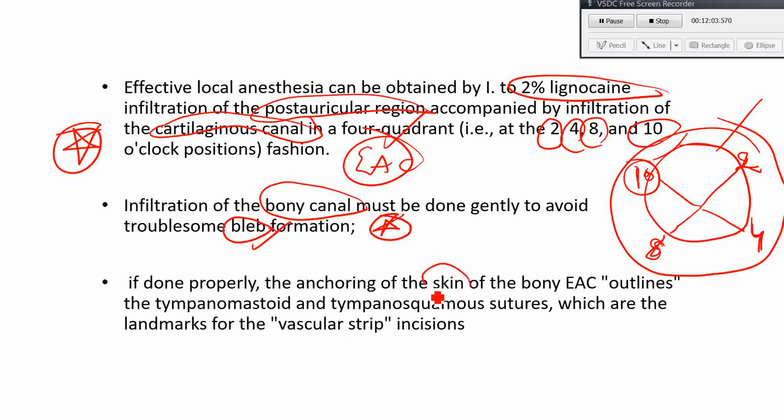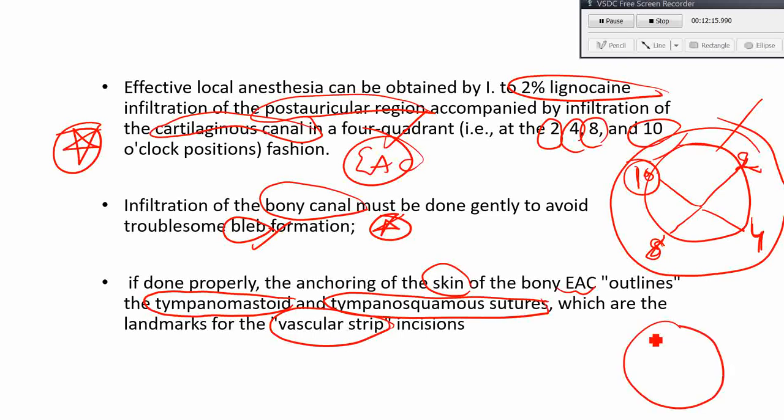The skin of the bony EAC outlines two sutures, the tympanomastoid suture and the tympanosquamous suture, which are the landmarks for the vascular strip. So this will be the mastoid bone, and this is the squamous bone. So tympanomastoid suture, tympanosquamous suture, which will be the landmarks for your vascular strip incisions, that you should keep in mind.